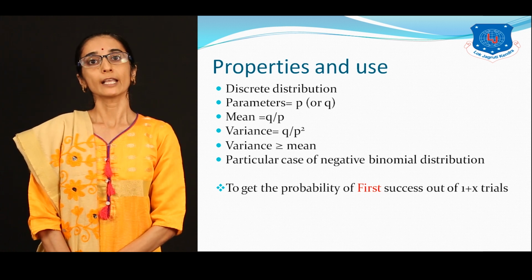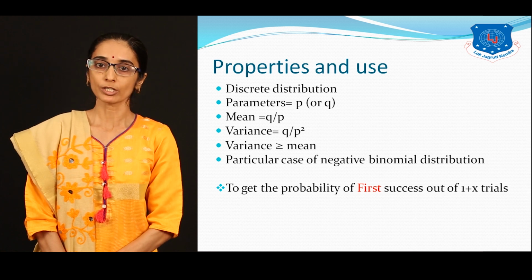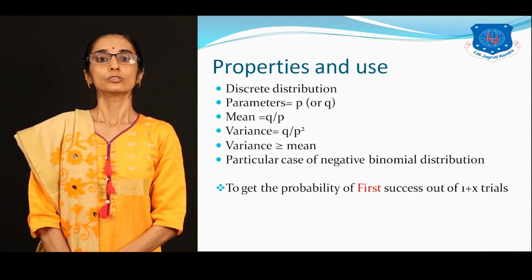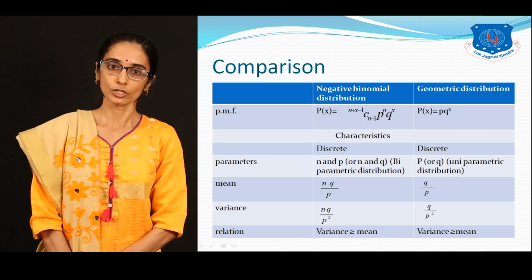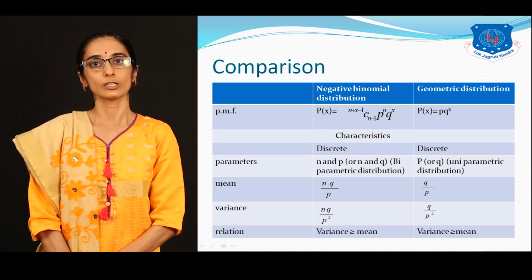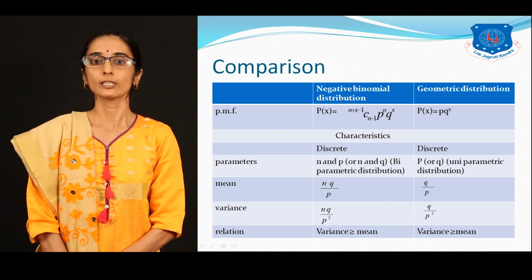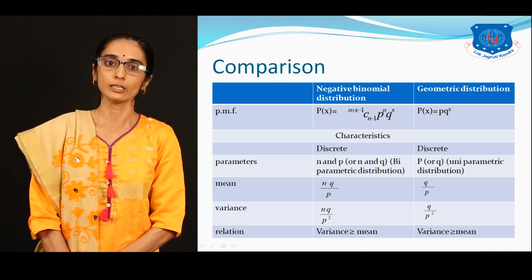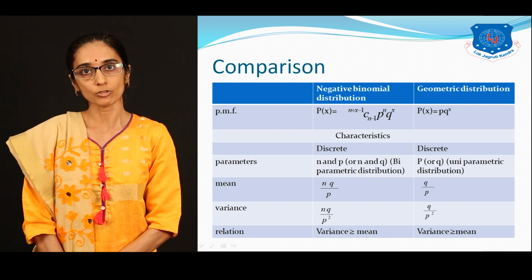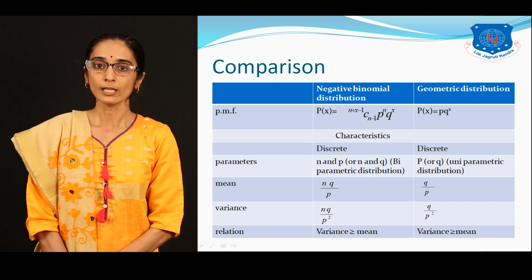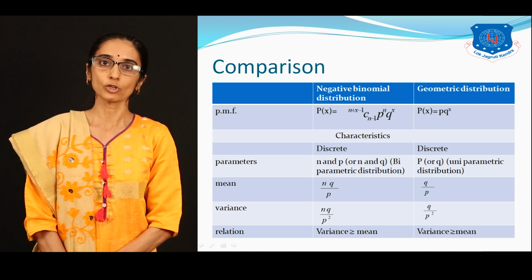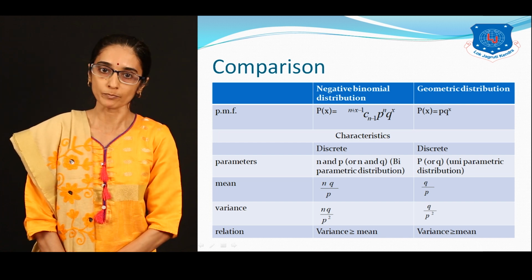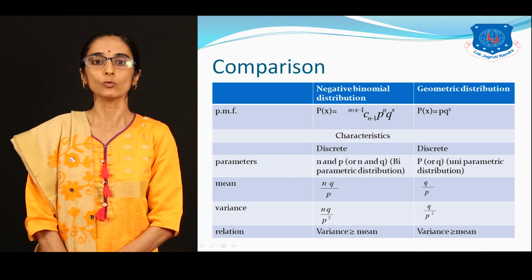Now let's compare negative binomial and geometric distribution at a time. So here this comparison is given. You can see that probability mass function of negative binomial distribution is n plus x minus 1 C n minus 1, p raised to n, q raised to x. Whereas geometric distribution, it is p q raised to x. It is obtained from negative binomial distribution by substituting n equal to 1.